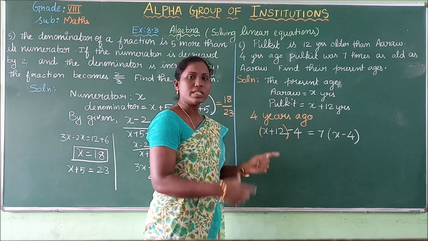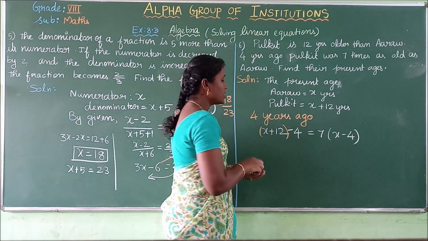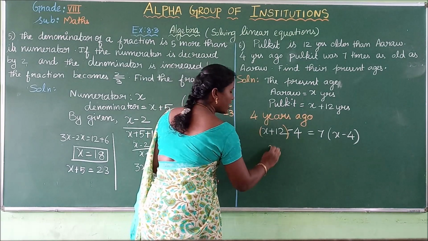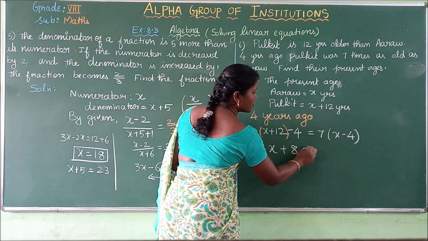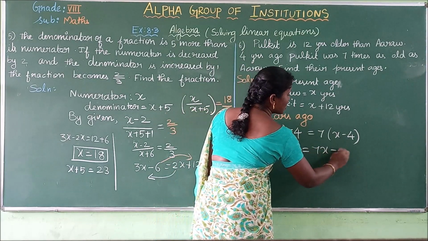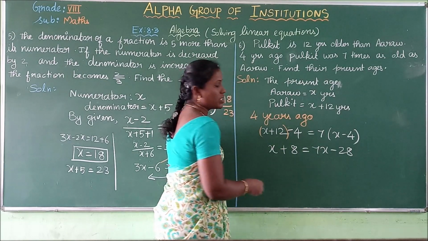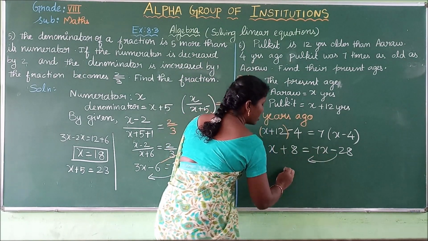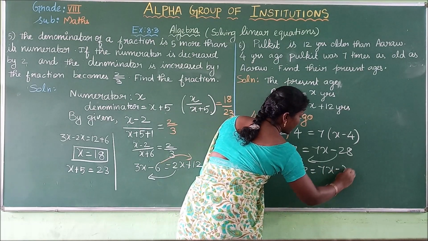Now see, we got a linear equation, isn't it? We know how to solve it, so just start solving. If I open the bracket, 12 minus 4 is 8. This is 7x minus 28. Take x to one side of the equation and numbers to the other side. So 28 minus 8 is equal to 7x minus x.